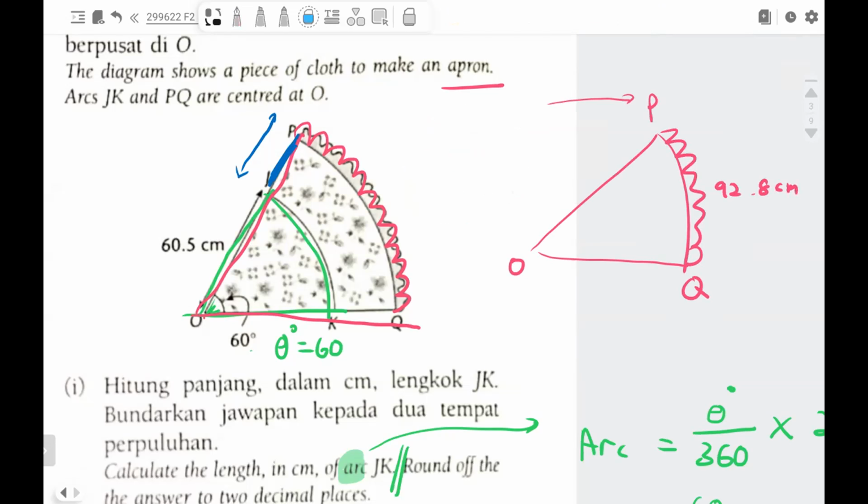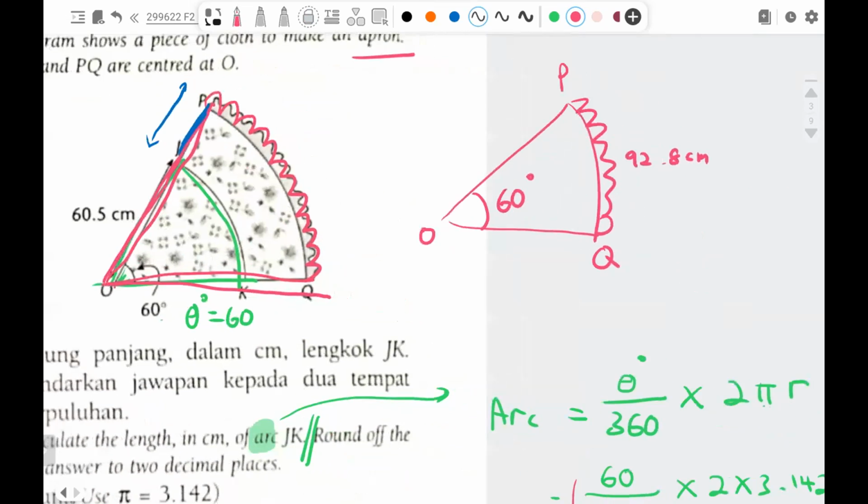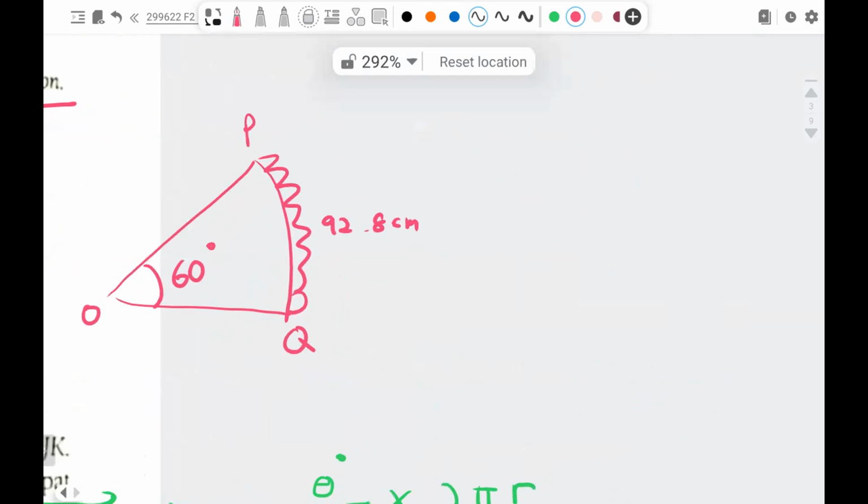Then do we know the size of the angle, the degree? It's the same, right? 60 degree. If you look at the pink color one I drew, the angle subtended is still 60 degree. And we have only part of the radius, so that one we ignore first. Now, based on this diagram, POQ, we have arc equal to 92.8 cm.